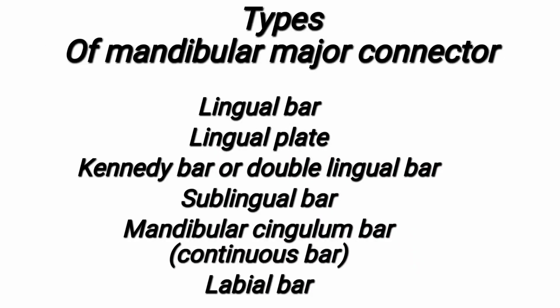What are the types of mandibular major connector? Lingual bar, lingual plate, Kennedy's bar or double lingual bar, sublingual bar, mandibular cingulum bar, which is also known as continuous bar, and labial bar. We will deal with these major connectors one by one.